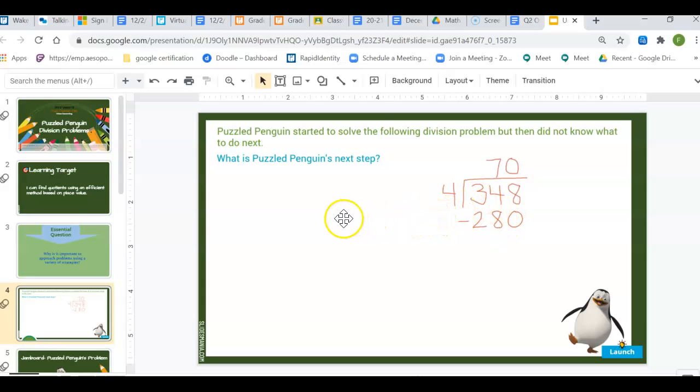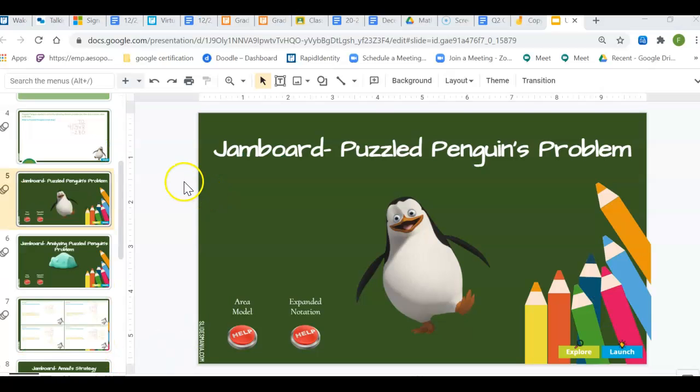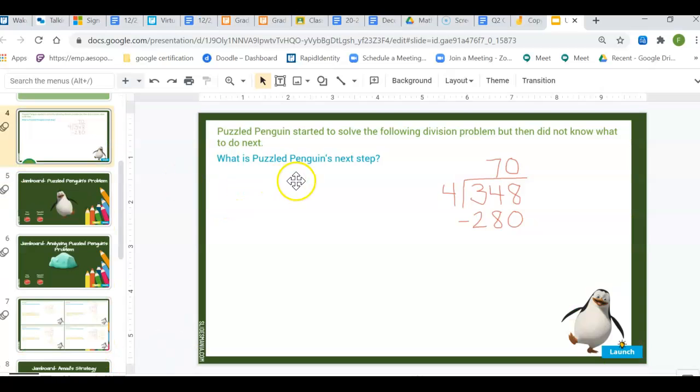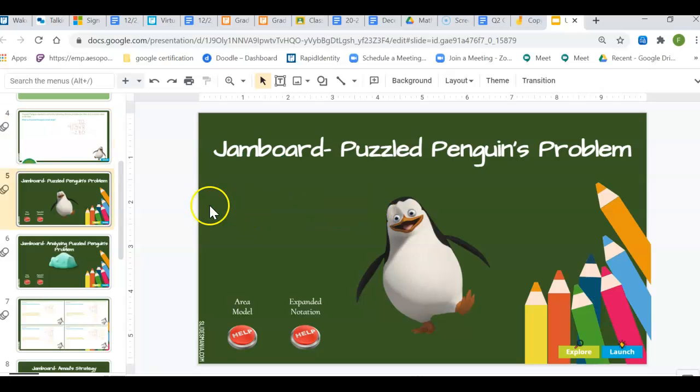So we're going to pause the video, and I want you to be thinking about what the next step is for the puzzled penguin, because the problem is not completed yet. All right, so you had an opportunity to think about what is the puzzled penguin's next step. Now we're going to go to the next slide, but we're going to come back to that.